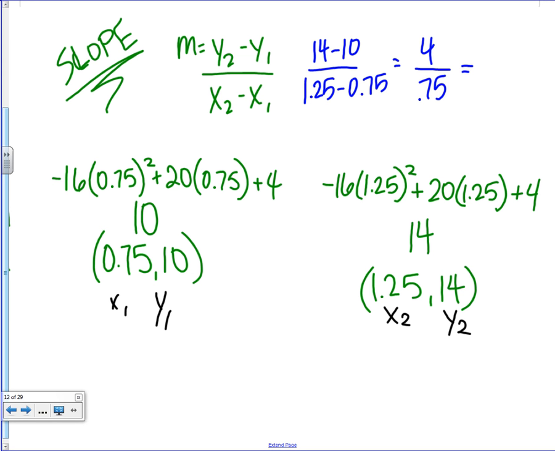Now, we can't leave a decimal in a fraction like that. Okay? If you divide that, you will get 5.3 repeating. Can't have slope that's like that, so turn it into a fraction. And there is your answer for the slope or the rate of change.